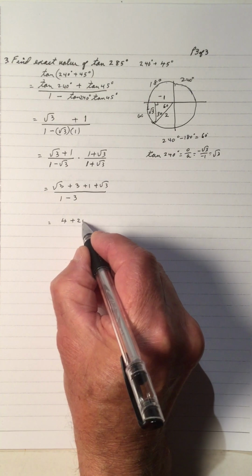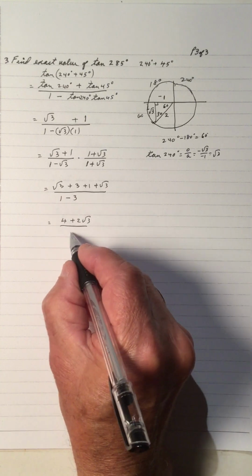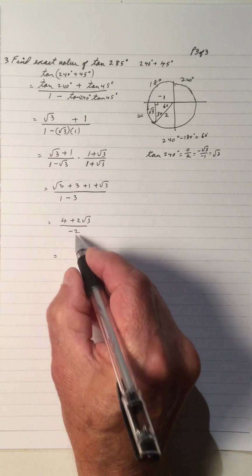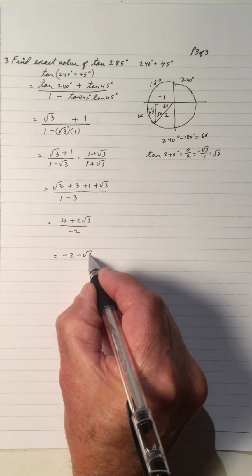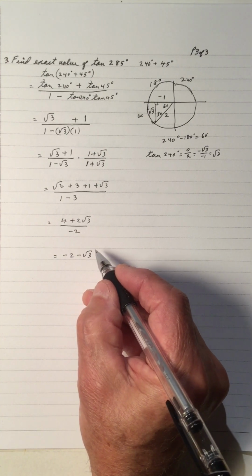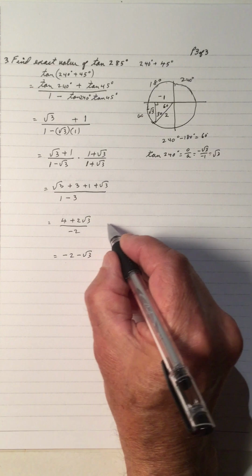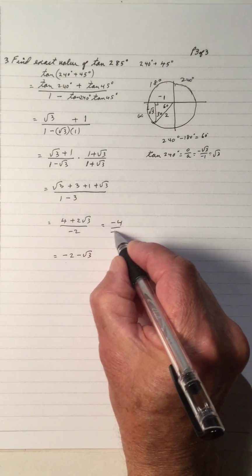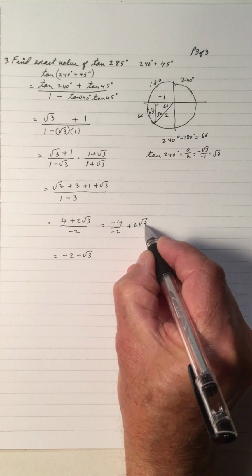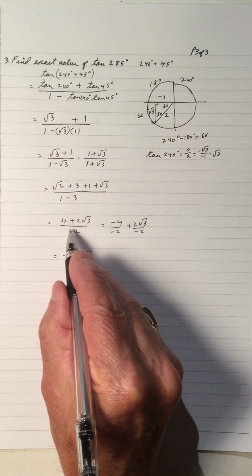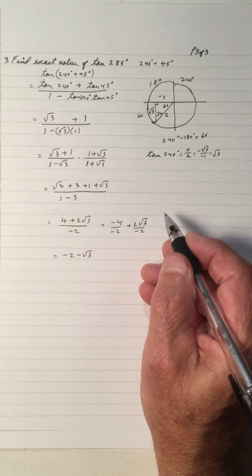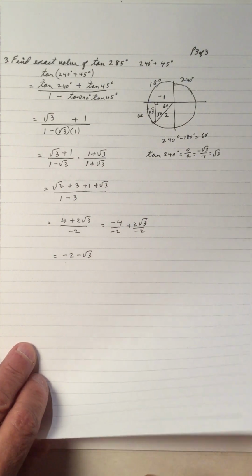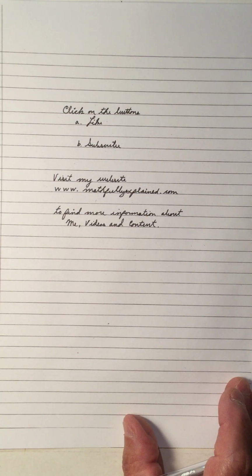Root 3 plus root 3 is 2 root 3. And 1 minus 3 is negative 2. And again, you divide the negative 2 into both of these. So that's a negative 2 minus root 3. Negative 2 minus root 3. Again, just to remind you, this is 4 divided by negative 2 plus 2 root 3 divided by negative 2. So this negative 2 divides into both of these. There's the final answer. Negative 2 minus root 3. And that brings us to the end of working out the exact values for the tan formula.